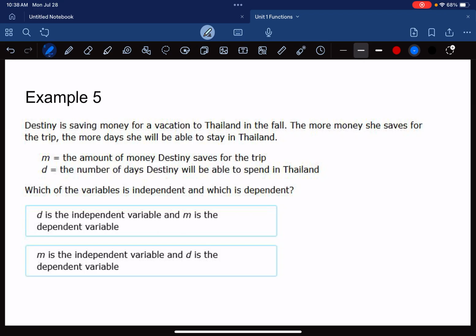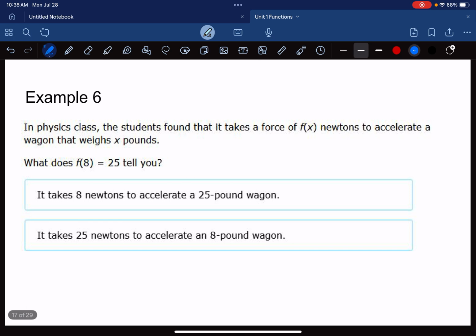Well, she can change the more money she saves. She can change how much she saves. Okay, so that would mean M is the independent, and then D is the dependent. The more money she saves, that impacts how many days she can stay. Okay? You guys try this one. Shut your video off and give it a try and turn it back on. Just pause it and start it again.